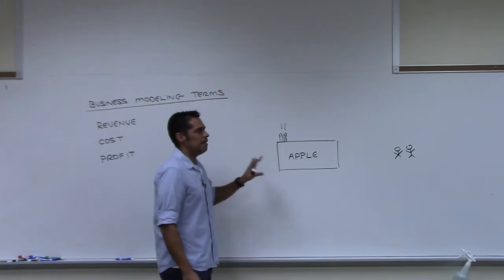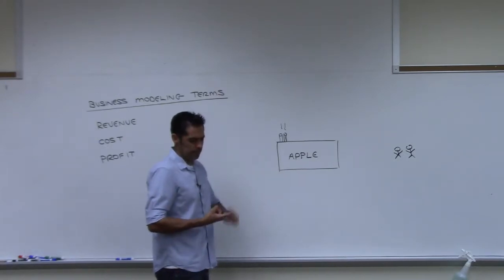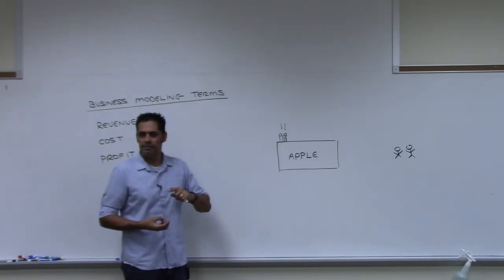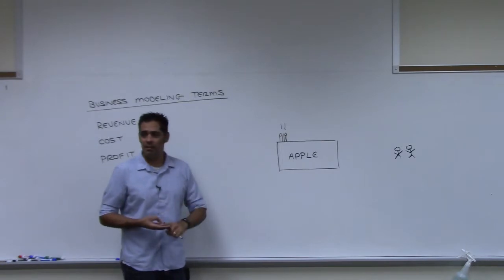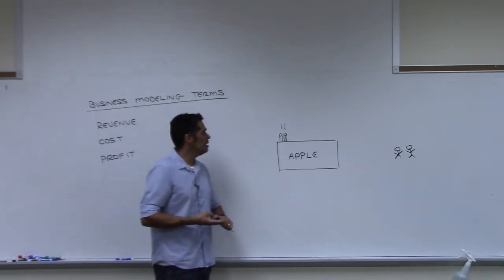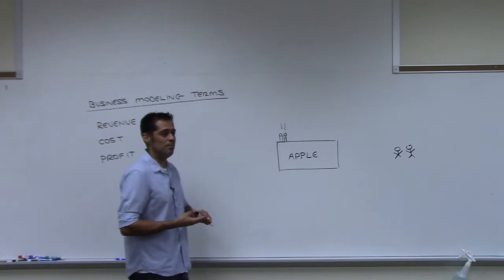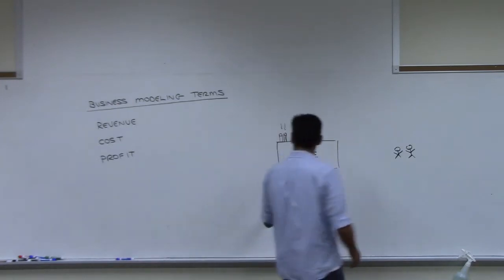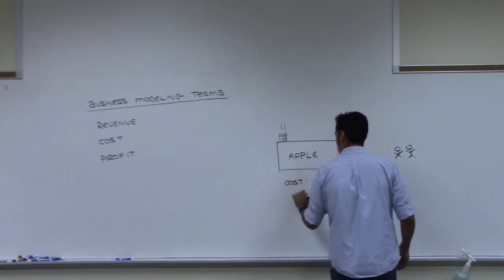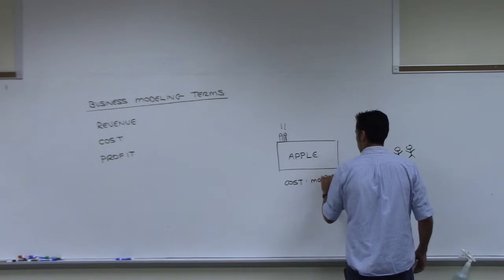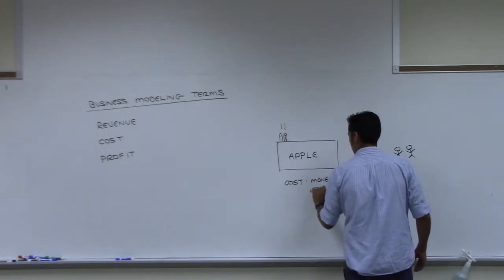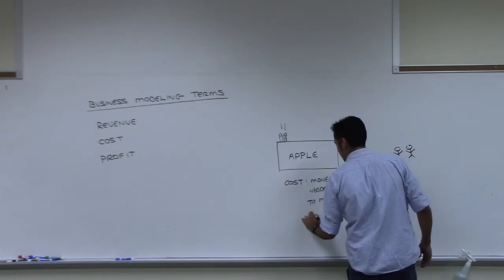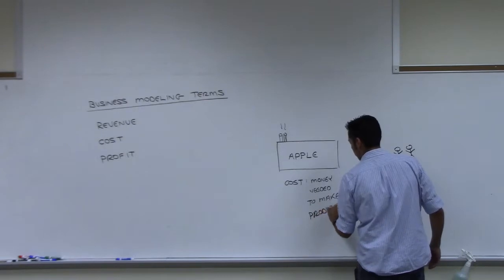When Apple is making phones, they have to have electricity, they have to pay their employees. They have lots of cost, right? The people who design the phones, the research and development teams. So there's a lot of money that goes into making an iPhone. That's the cost for the company. So the cost is the money needed to make the product, whatever it is, whatever you're providing.